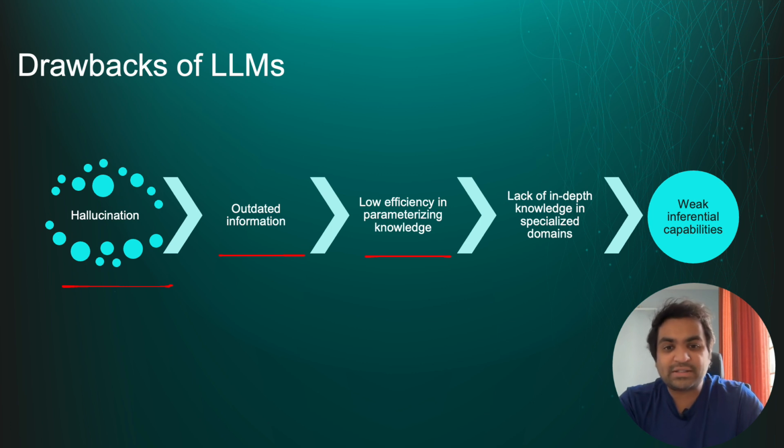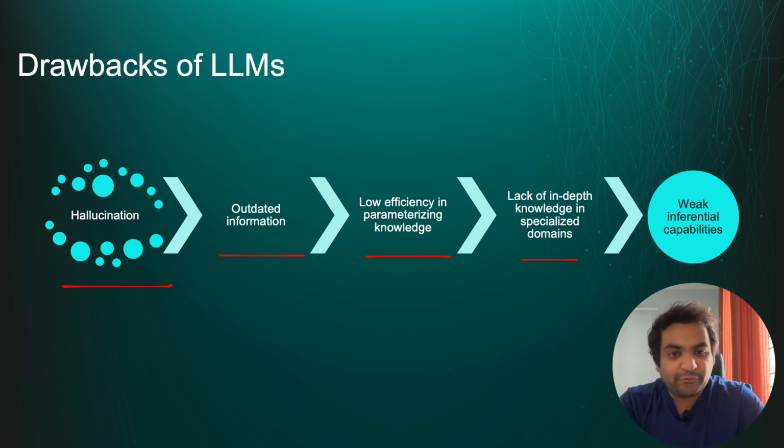And also low efficiency in parameterizing the knowledge. When I say parameterizing the knowledge, basically LLMs are not great at storing massive amounts of data for a specific industry or specific fact. It doesn't have the capability to handle the frequency of changes in the knowledge directly, and it lacks in-depth knowledge in specialized domains, as I said.